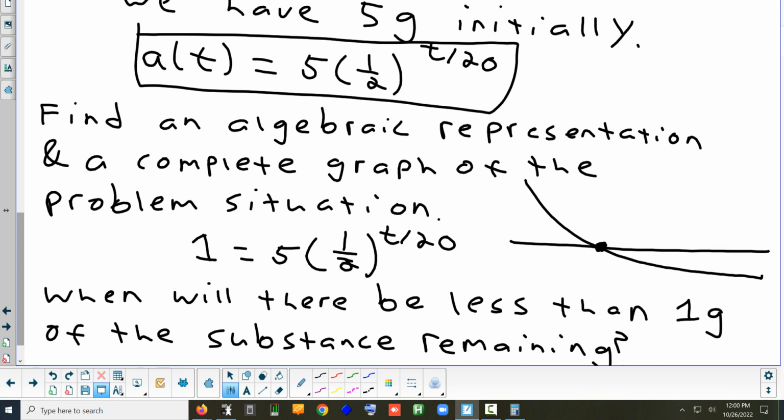So the answer is going to be anything from a certain amount of time forward. Not just exactly that amount of time, but that amount of time and beyond, because it's going to keep decaying. So you'd have to find that intersection point and say that your answer is everything greater than that many days. Any question on that idea?